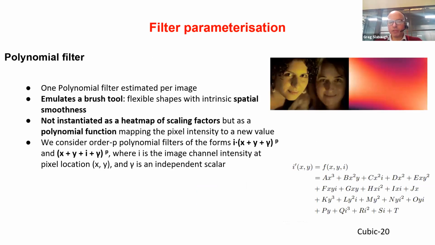And for the polynomial filter, we actually model it using a p-order polynomial. We experimented with different values of p, and we found cubic equations were quite good for this process. We're able to get smooth enhancement maps, as you see here on the right, but also not over-parameterized.